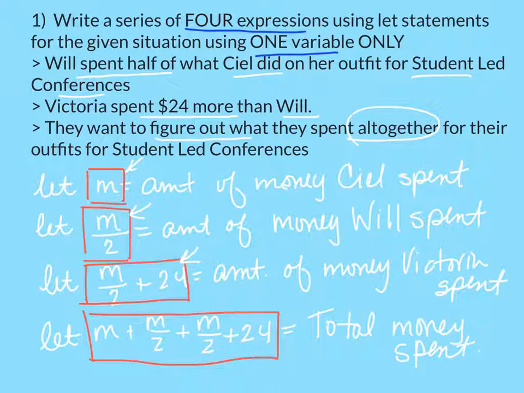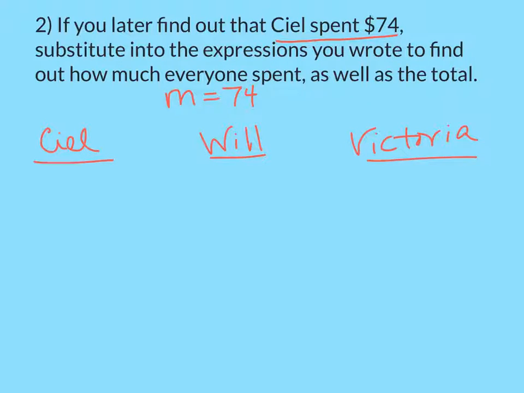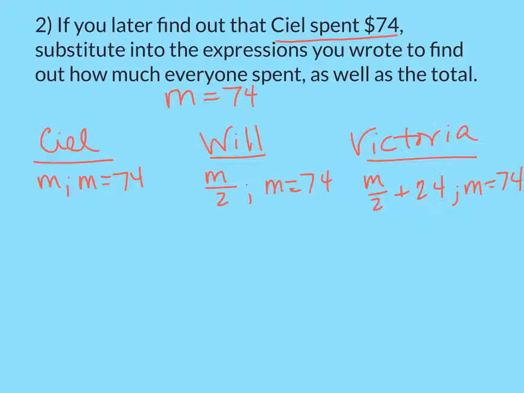Okay, so I've written all 4 of my expressions. I wrote them all using a let statement to describe what they stand for. So the next thing we know is that we find out that Sayel spent $74. So that means that M equals 74. So I've got Sayel, Will, and Victoria. Sayel spent M equals 74. Will spent M divided by 2. M still equals 74. Once I find the value, it doesn't change. Victoria spent M divided by 2 plus 24. M equals 74. I'm going to be substituting in every time I see an M, I write 74.